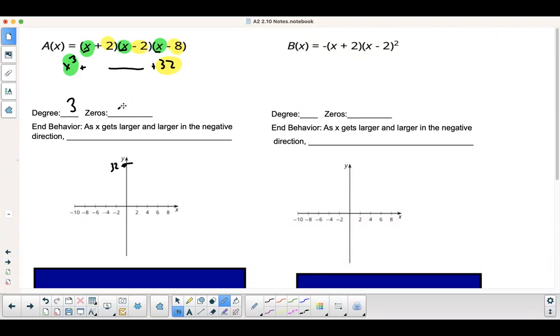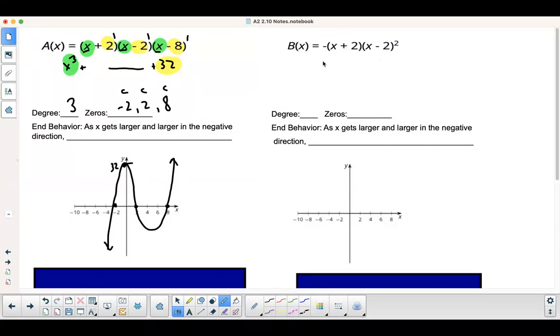My zeros are -2, 2, and 8. Since I have odd multiplicities on all of these, they are all going to cross through. So I'm going to put them on the graph. Here's -2, here's 2, and here's 8. So I'm going to go up here because this is the end of my graph. I'm going to go down. I'm going to go up here and make sure you cross. And there you go. Maybe make sure you put a little note here if it crosses or bounces. I'll put a C or a B there.